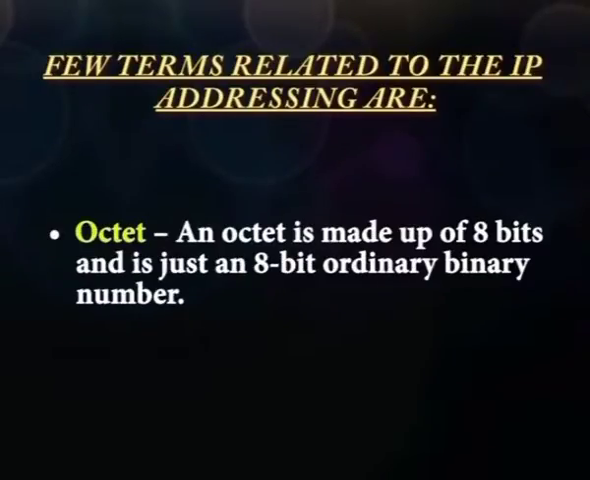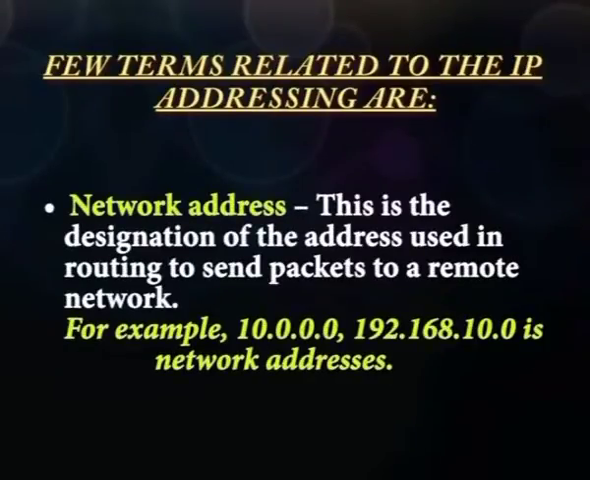A few terms related to IP addresses are: octet. An octet is made up of 8 bits and is just an 8-bit ordinary binary number. Network address. This is the designation of the address used in routing to send packets to a remote network. For example, 10.0.0.0.